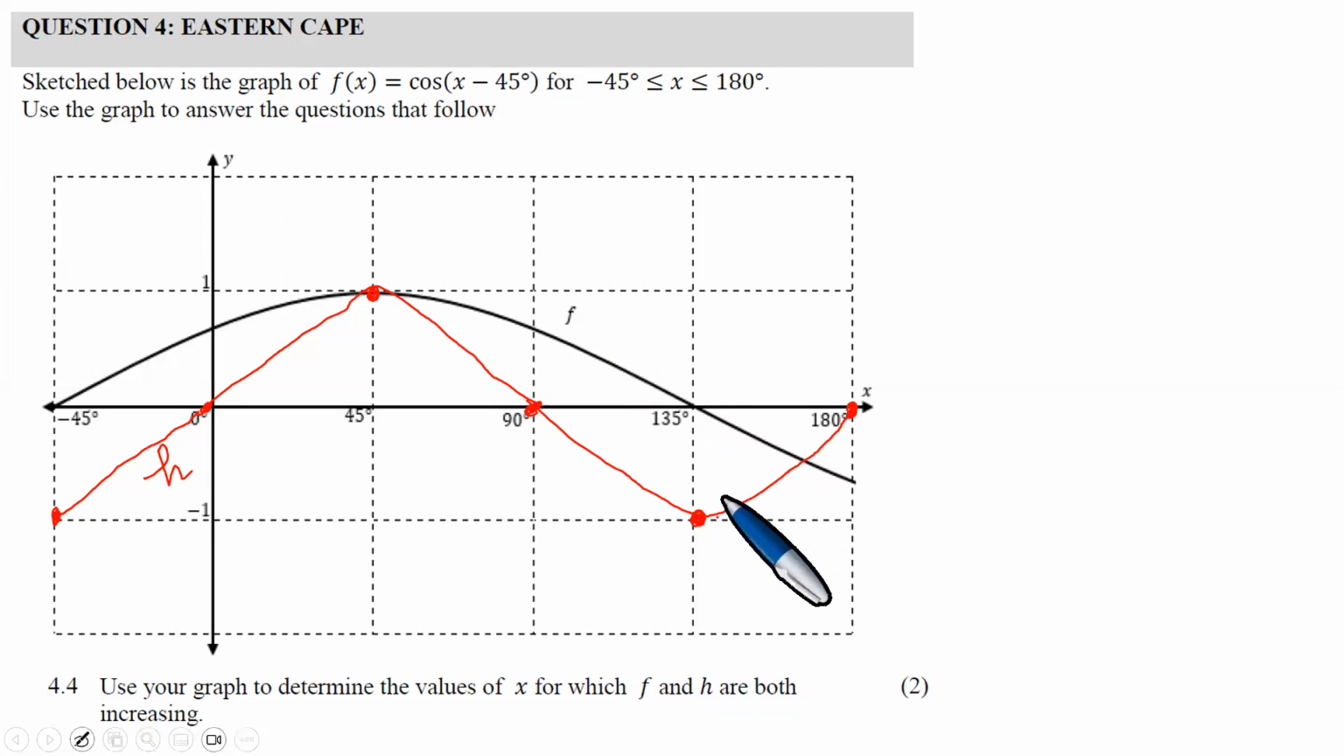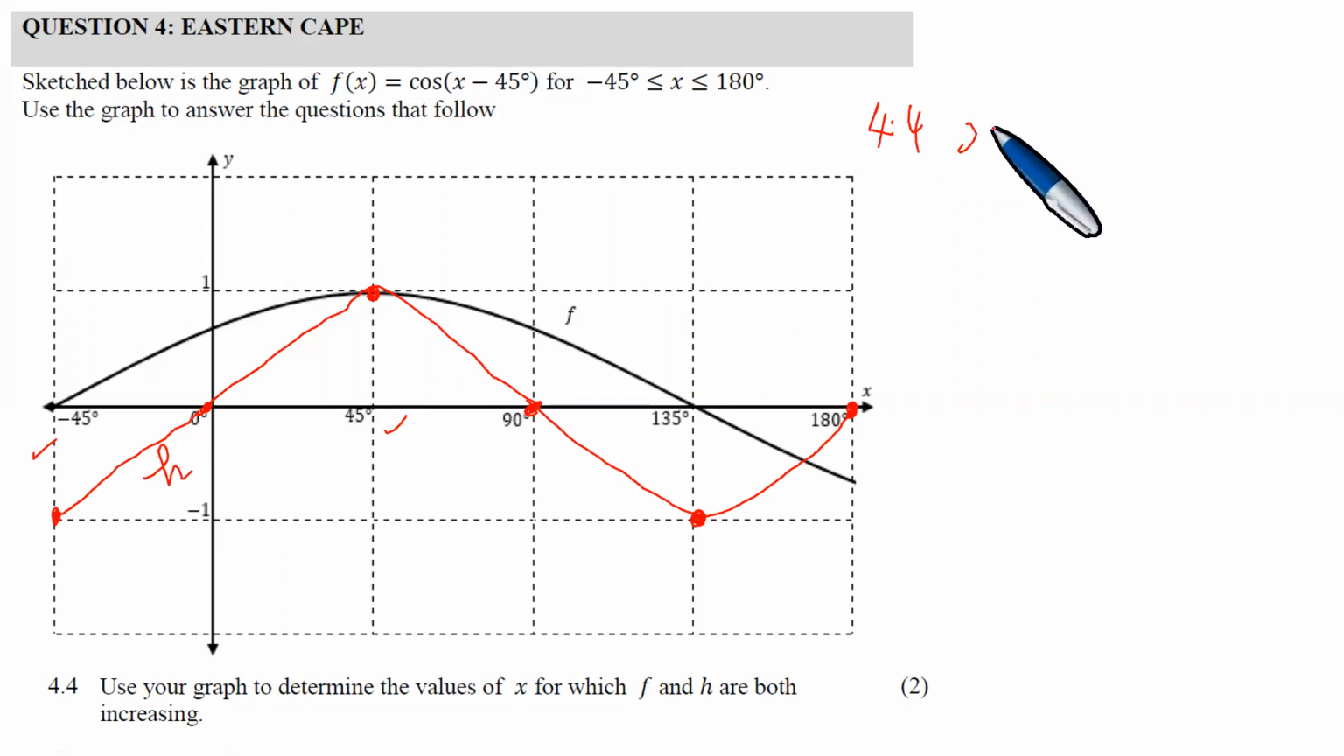Here, one is decreasing and the other one is increasing. So the part where they are both increasing is surely this part here. Okay, so what is that part? You can see that they're increasing from minus 45 degrees to 45 degrees.